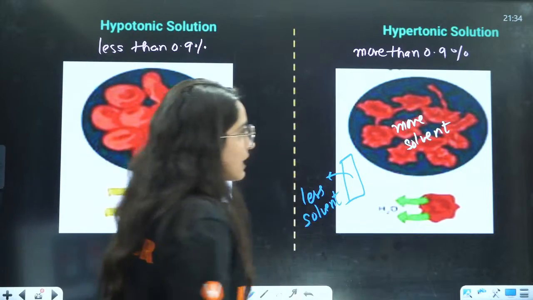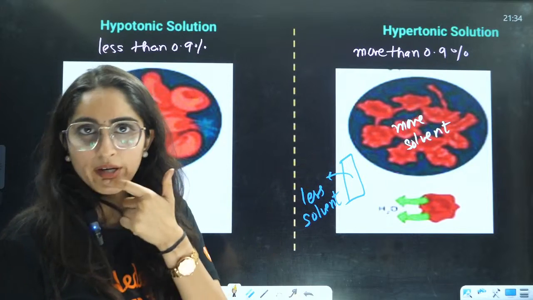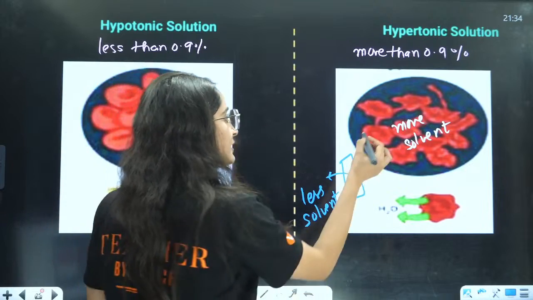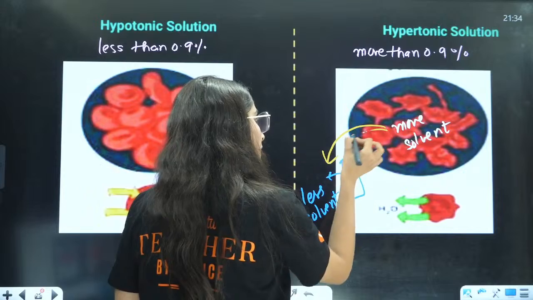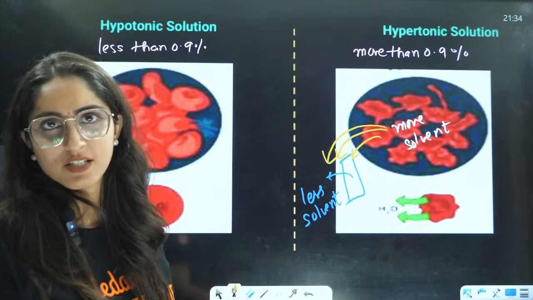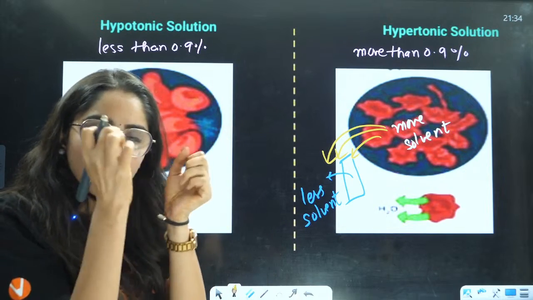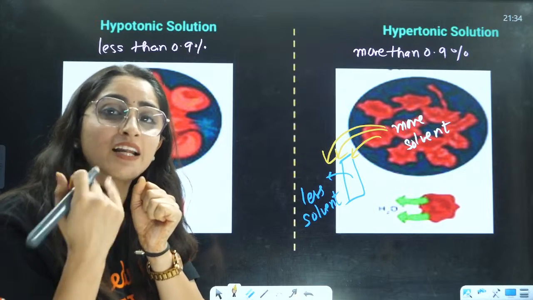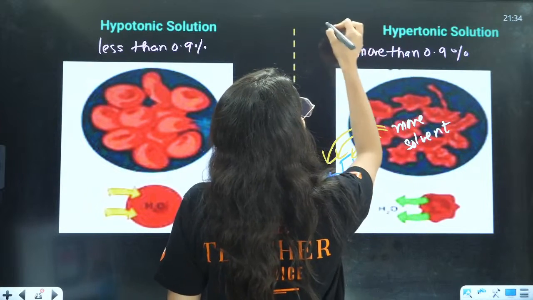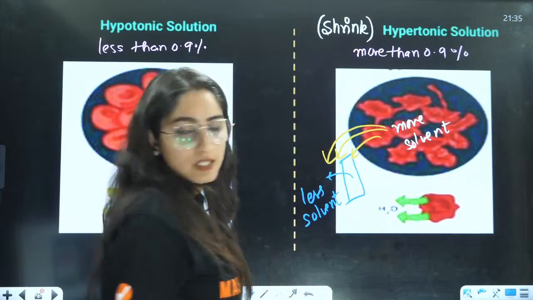So now, more solvent to less solvent, or less solvent to more solvent? Osmosis is from more solvent to less solvent. That means the water will start coming out of the blood cell. And when something is coming out, your blood cell will shrink, because dehydration is occurring. That means it is going to shrink.